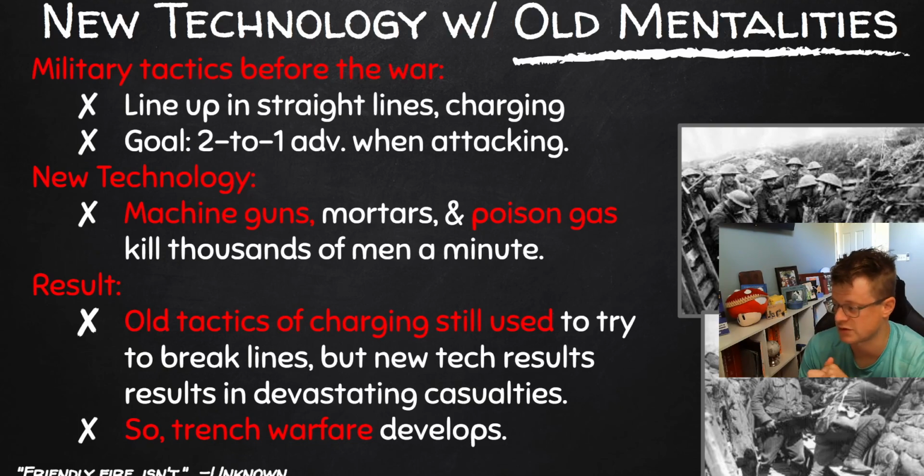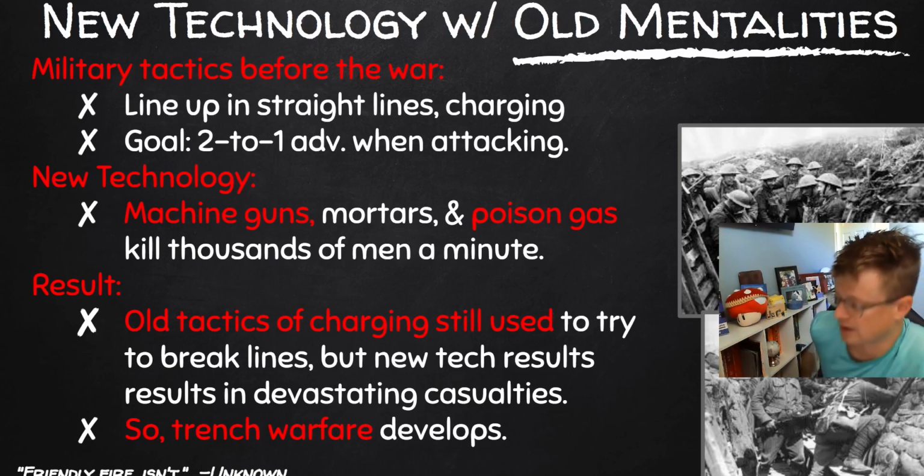Okay, so mortars aren't necessarily anything new, but machine guns are. And just the proliferation of machine guns, as well as later in the war, things like poison gas, can just mow down these mass human wave charges, and they can kill literally thousands of men in a minute.